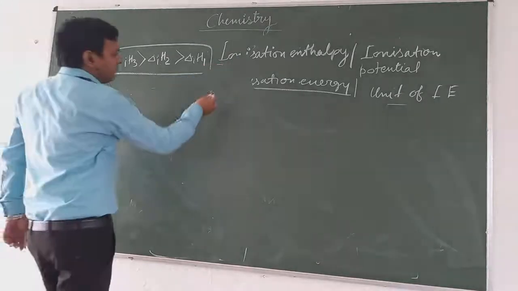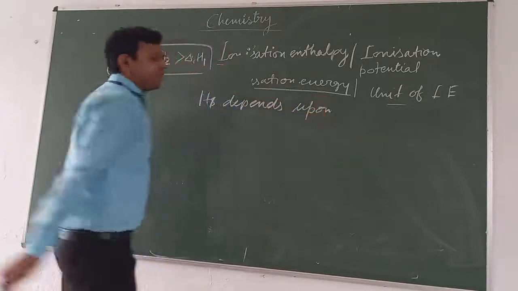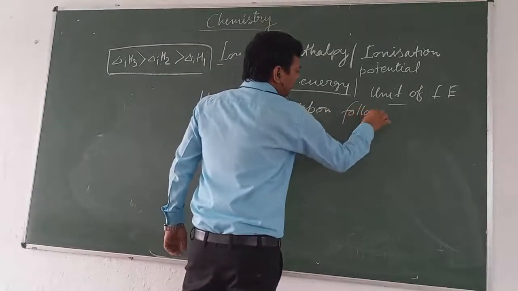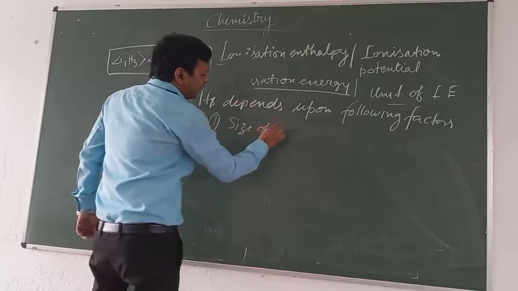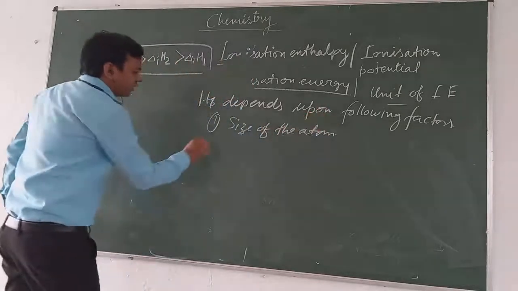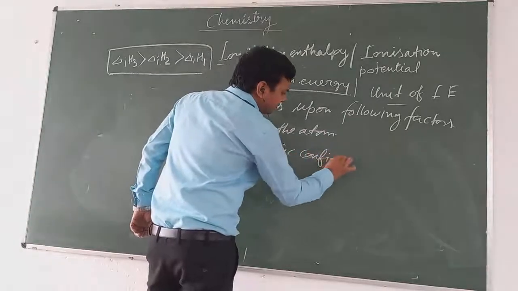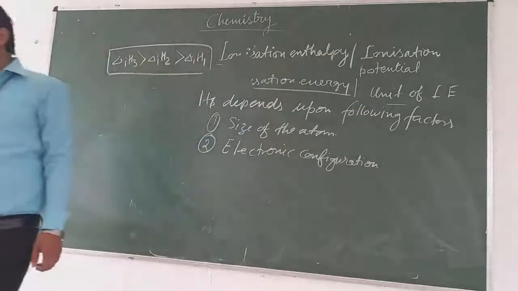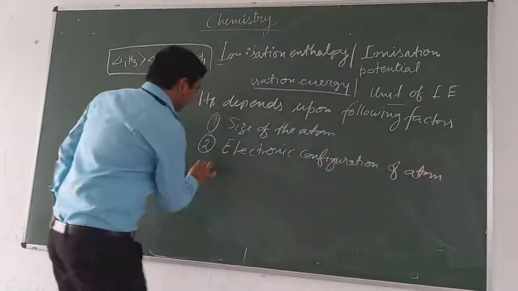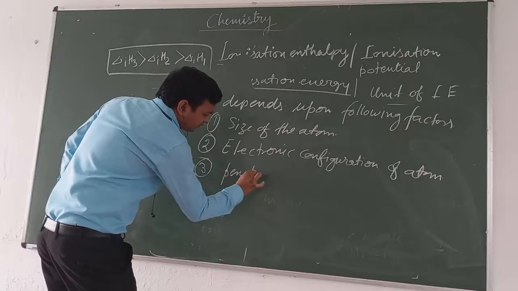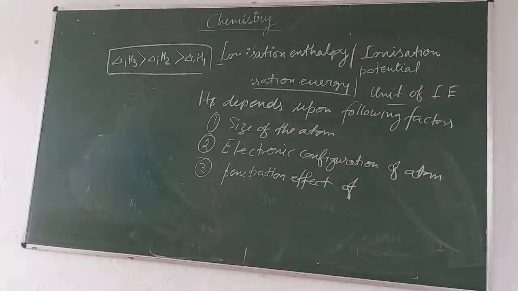Here, ionization enthalpy depends upon the following factors: first, size of the atom; second, electronic configuration of the atom; and third, penetration effect of electrons.